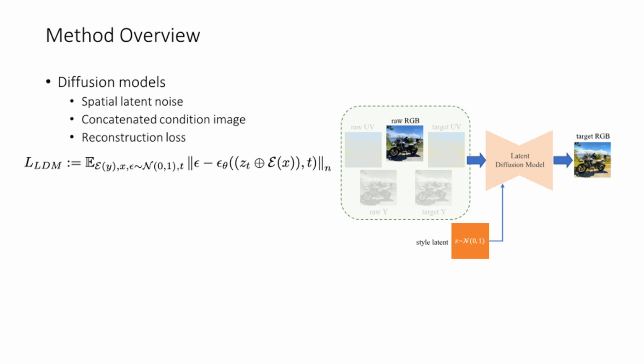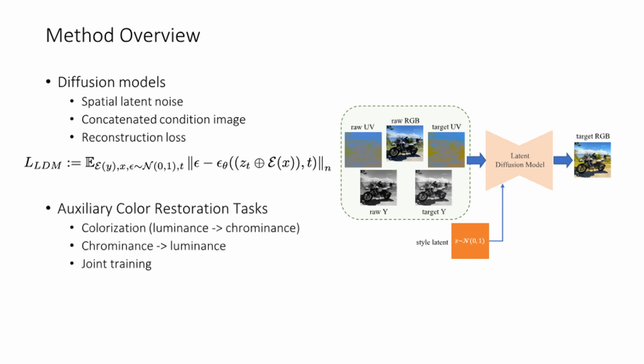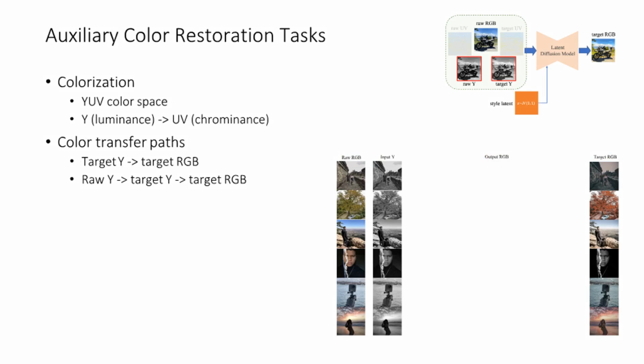The second aspect involves the introduction of several auxiliary color restoration tasks, jointly trained with our main color editing task. These tasks encompass colorization, addressing luminance to chrominance completion, and its counterpart, chrominance to luminance completion. Colorization tasks assign colors to grayscale images, crucially dependent on input semantics.